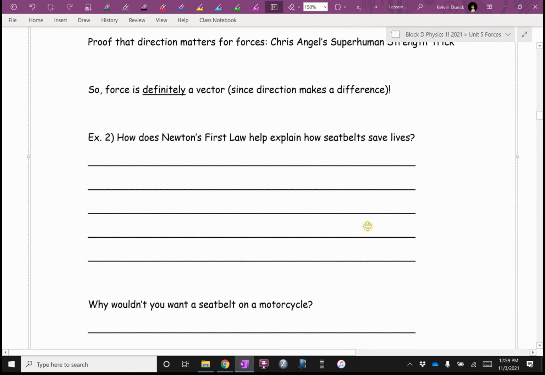How does Newton's first law help explain how seatbelts save lives? Let's start applying this already. How does Newton's first law help explain how seatbelts save lives? What if there was no seatbelt and you hit the brakes really fast? What'll happen? You die. More specific. Zach. Let's talk about it in physics terms. Your body is going to keep going in a straight line at a steady speed. That's what Newton's first says. If there's no force acting on you, okay.